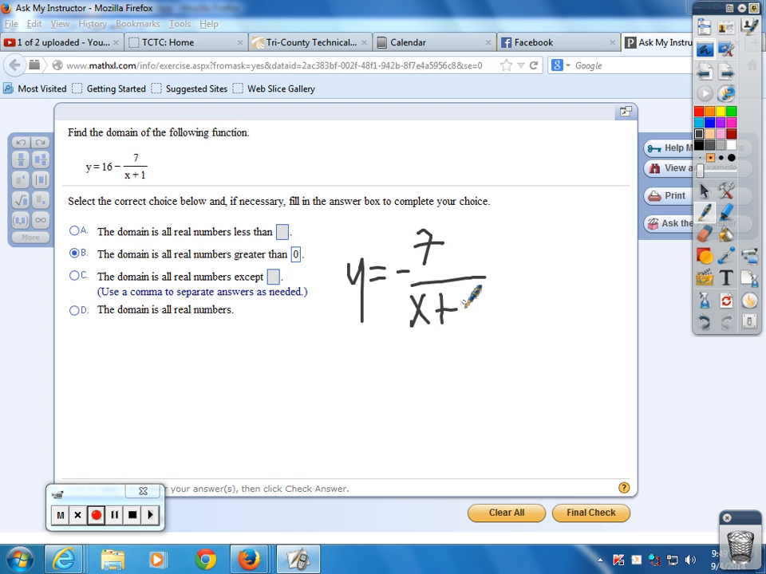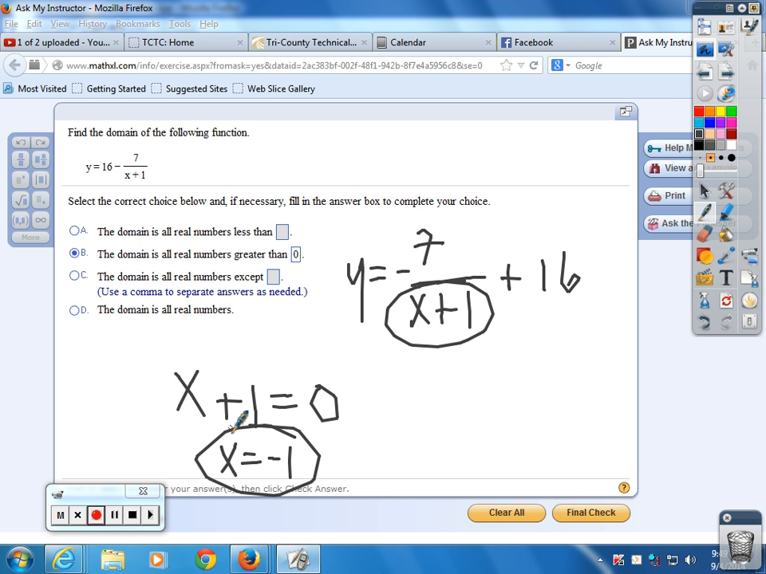All right, so what do you do when you have y is equal to negative 7 over x plus 1, plus 16? Are you even worried about the 16? No. What are you worried about? X plus 1, because you can't have what in that denominator? You can't have 0 in the denominator. So whenever you have a rational function and it's asking about the domain, you set the denominator equal to 0. X plus 1 is equal to 0. Just like the radical, set the radicand equal to 0. X is equal to what? So if you plug negative 1 into this function, you're going to get a 0 in the denominator, which blows up the function. So you can use all real numbers except for what?